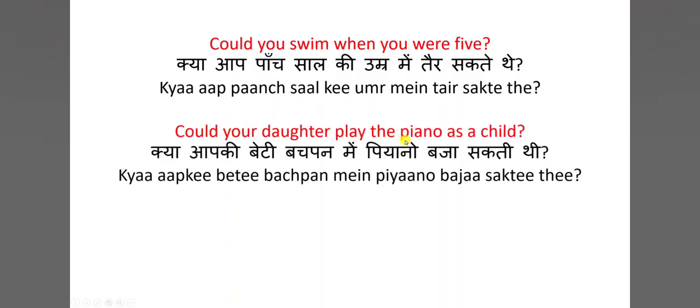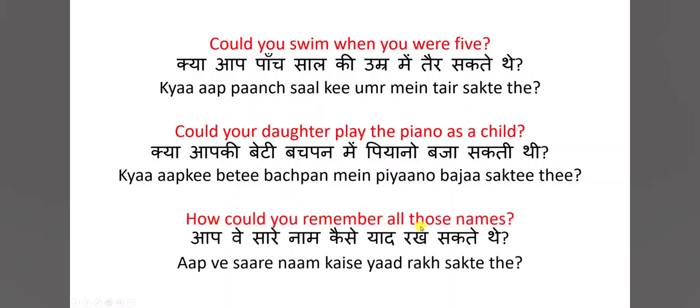Could your daughter play the piano as a child? क्या आपकी बेटी बचपन में पियानो बजा सकती थी? आपकी is your, बेटी is daughter, बचपन में is in childhood, but here it represents as a child. Piano is piano, baja is play. Sakti thi is could.